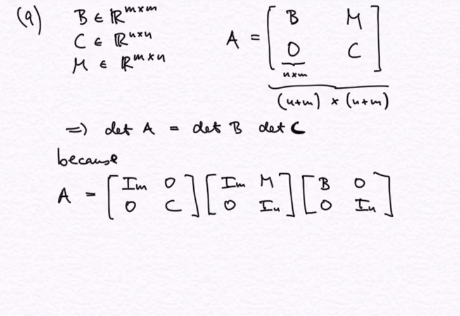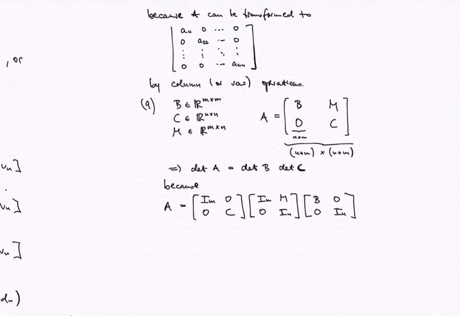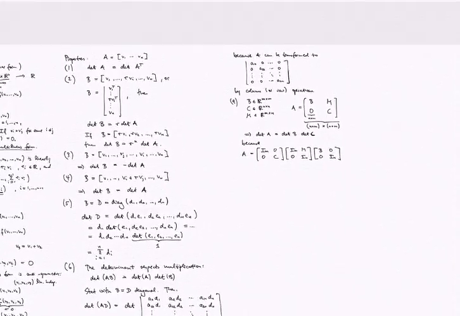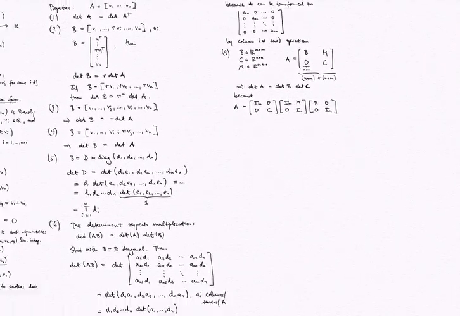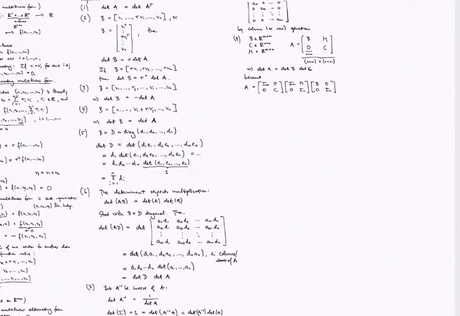Okay, these nine properties are the consequence of our alternating and multilinear form. We do not have an explicit formula to calculate the determinant in the general case. So now is the time to work on that.